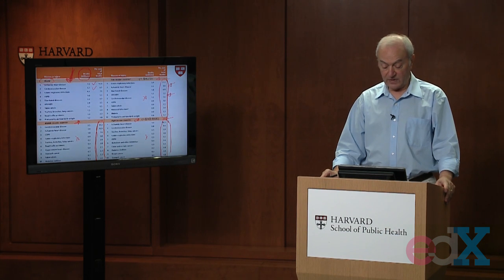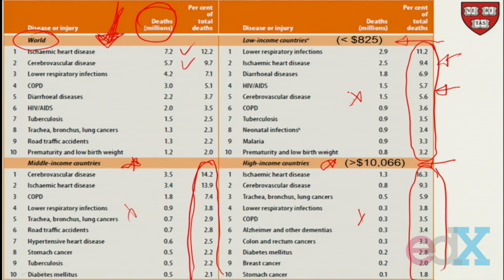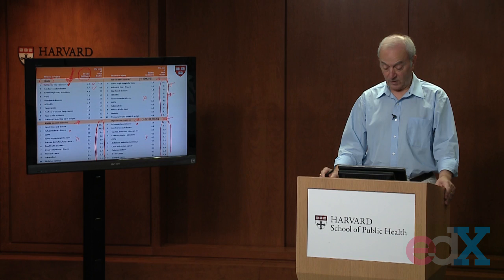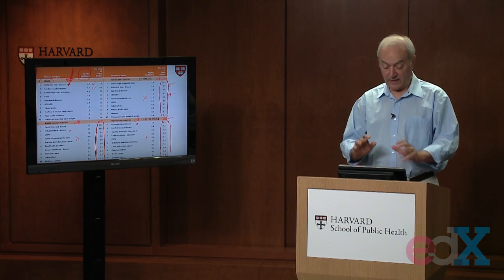But from this you can see that, for example, the number one over here, ischemic heart disease, it's not a 1 here, and it's not a 1 here, it's number 2 here, but it's a 1 here. So somehow what's happening in the high income countries influences what happens in the overall world average. So averages are fascinating things to deal with, and we'll attack that shortly.